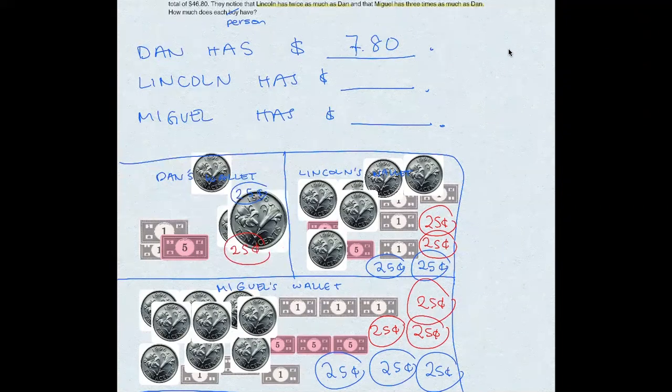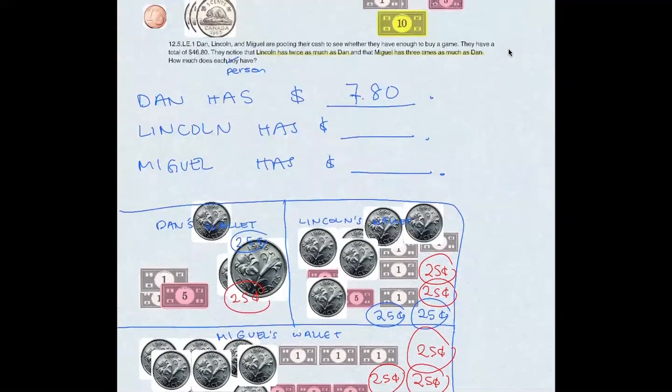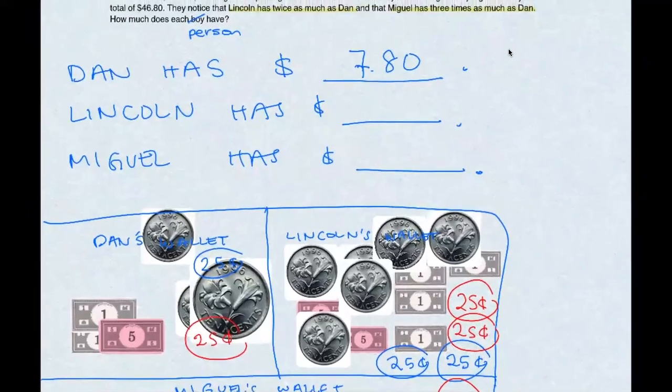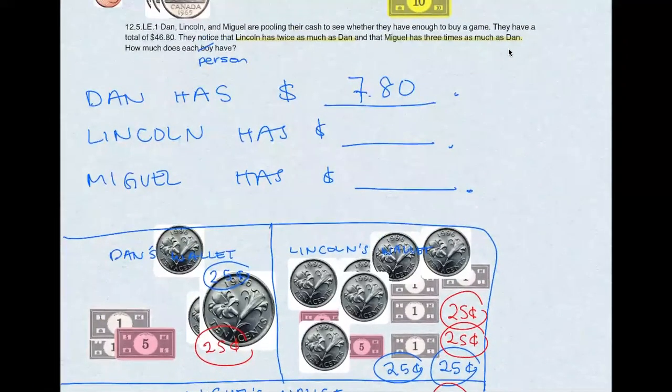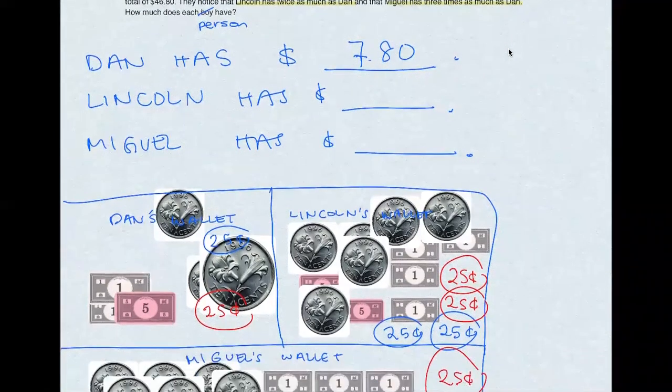You have a couple of options here. You can go through and count up Lincoln's money and then count up Miguel's money. You could utilize the statement that we have here that Lincoln has twice as much money as Dan and just double $7.80. Miguel has three times as much money as Dan, so triple $7.80. Whatever feels right for you is what you should do. I'll actually just count what's here.